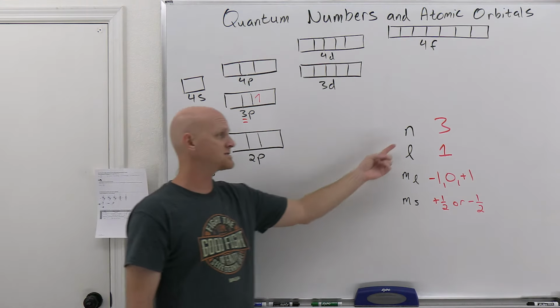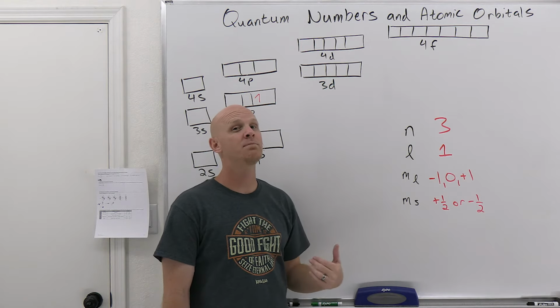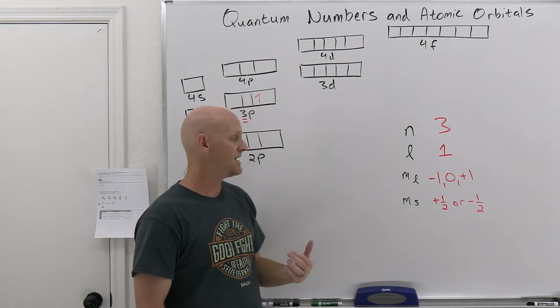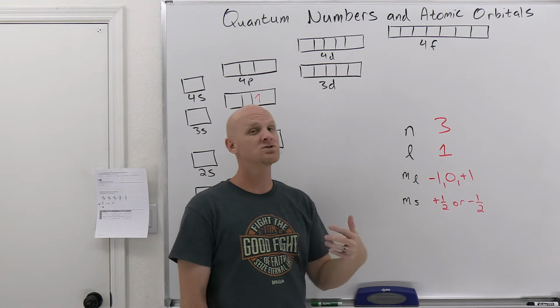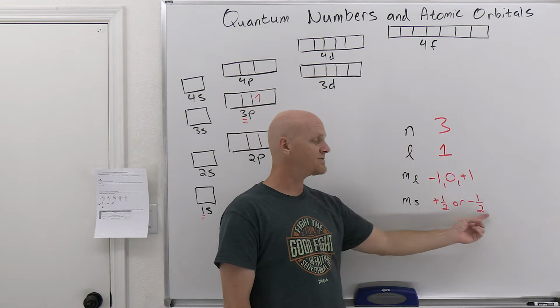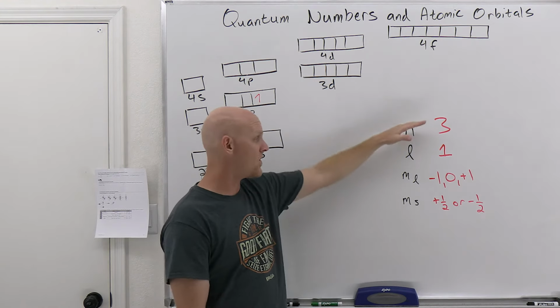Well, any answer that doesn't have n equals 3 is wrong. Any answer that doesn't have L equals 1 is wrong. But notice for M sub L, there are 3 possible correct answers here: either -1, 0, or +1. And then for M sub S, there are 2 possible correct answers, +1/2 and -1/2. And you've got to find the combination of 4 that are all within this range.